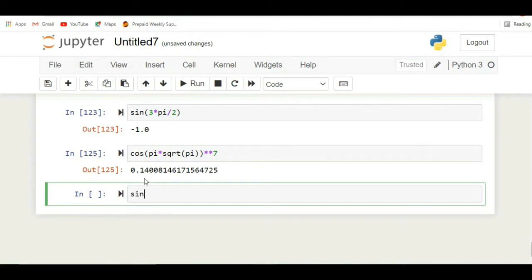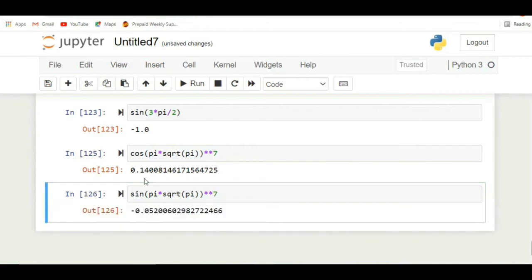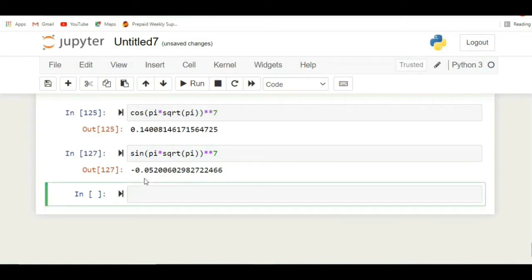Now if I find the value of sine in the same case, pi multiplied by square root of pi, inside the parenthesis we write pi and a double asterisk, meaning to the whole power raised to the power 7, and we will get the value minus 0.05200. We have talked about the trigonometric functions and how to find the values of different trigonometric functions.